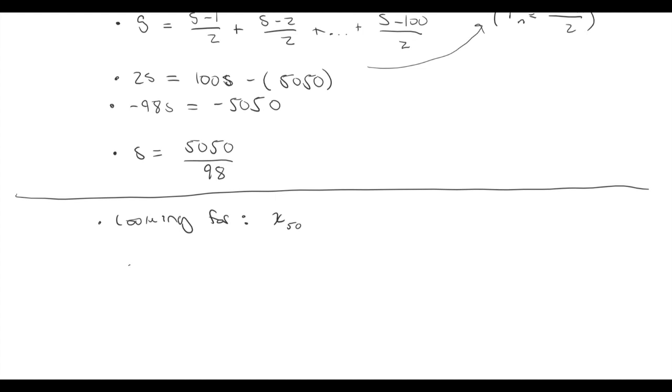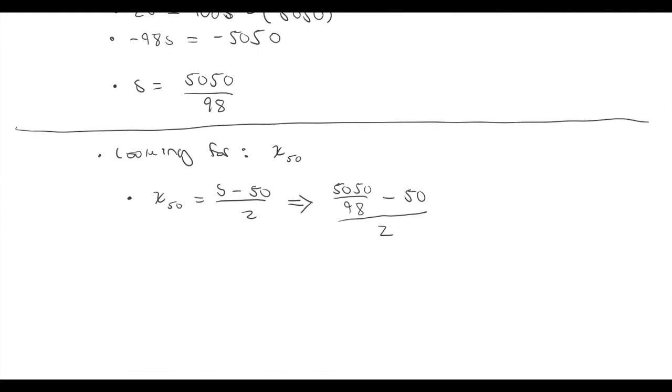From that, we can write x sub 50 must be equal to (S minus 50) over 2, which is the same as (5050 over 98 minus 50) all divided by 2. Now we can just create like denominators in the numerator of this big fraction and divide it all by 2, and let's see what we get. So we have 5050 minus 98 times 50, over 98, over 2, so that's over 196.